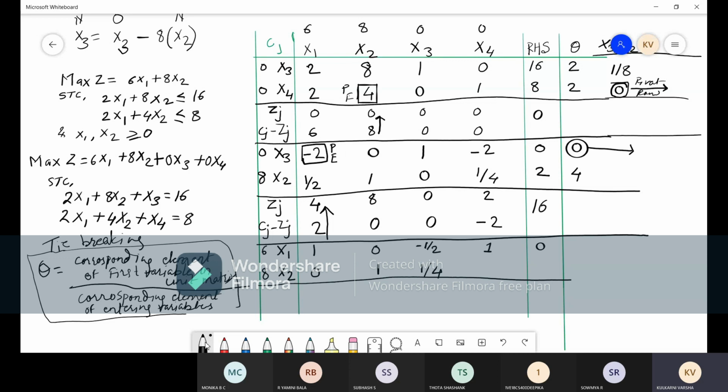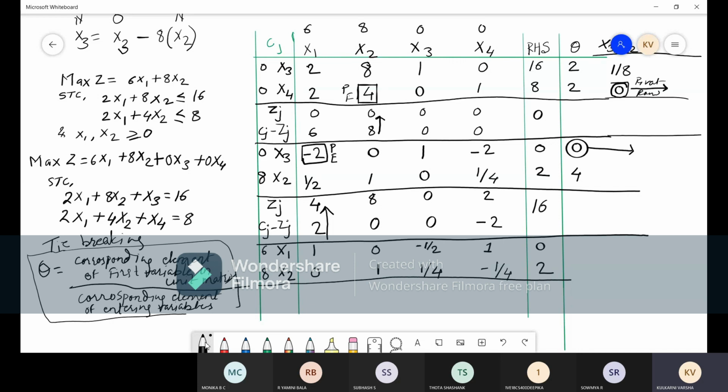Same thing you have to do over here also. So multiply this 1 by half, so it will be 1 by 2, and subtract it from 1 by 4. So 1 by 4 minus 1 by 2 will be minus 1 by 4. Same thing you do for here also. Multiply this 0 by half and subtract it from 2. So it will be 2 only. Right? So we got all the values.